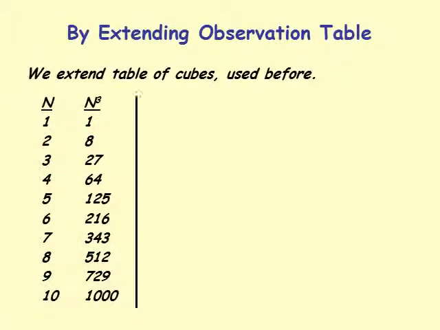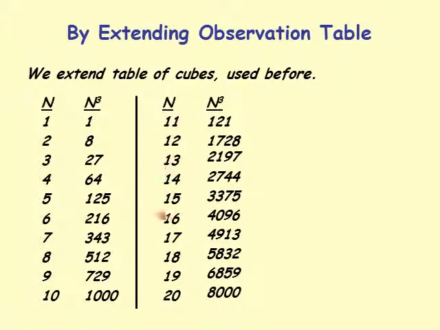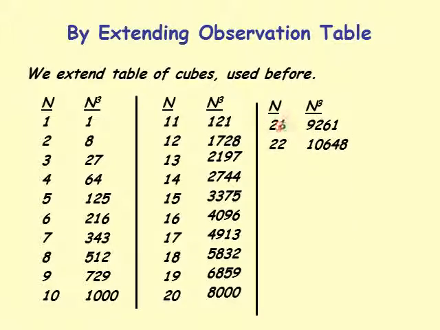Next we do cubes of next 10 numbers. 11 cubed is 1331, 13 cubed is 2197, 16 cubed is 4096, that of 19 is 6859, and so forth. Let's continue. And then I have two more cubes, which is 21 cubed is 9261, and 22 cubed is 10648. Let's continue and see how we can use this extended table.